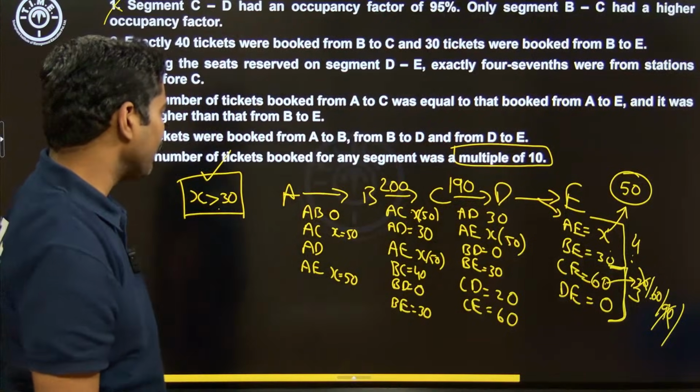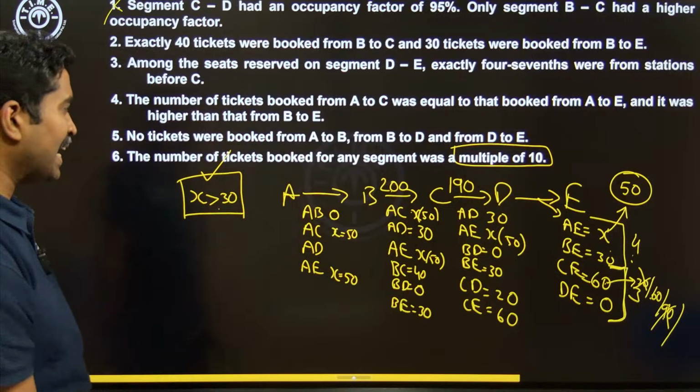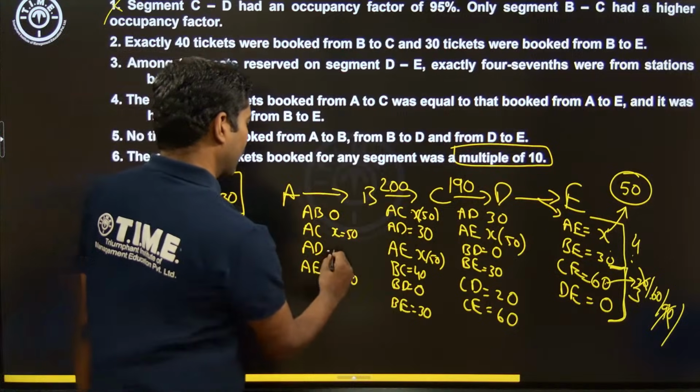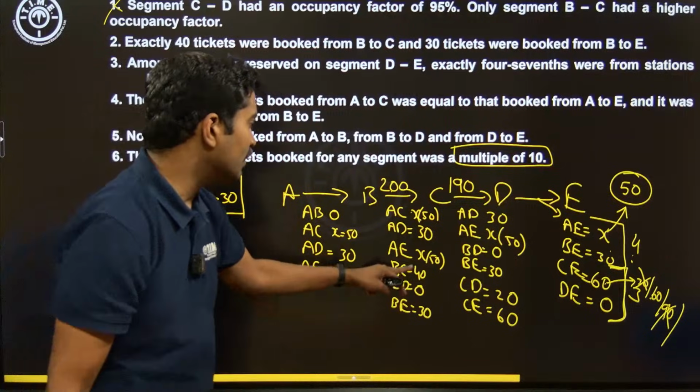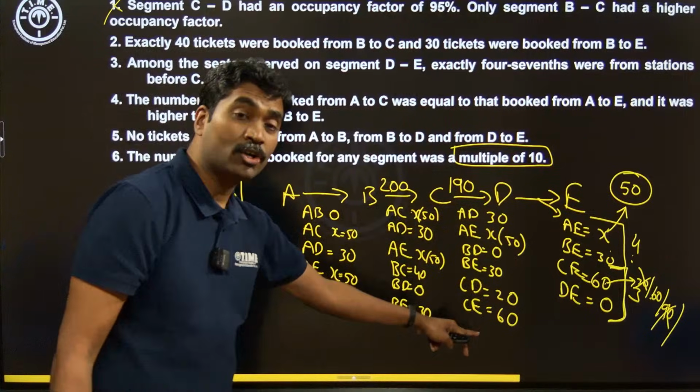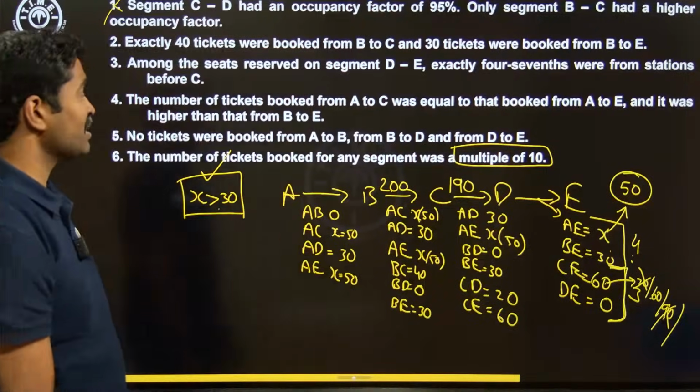So do we have all the values yet? Check me. Do we have any idea about AD? AD is 30. Yeah, we filled it there. We forgot to fill here. AB, I got all these values, and I got all these values. Now I can answer any question that I want.